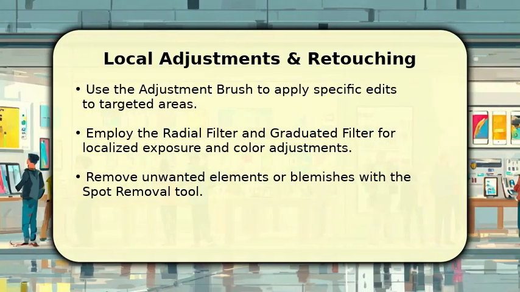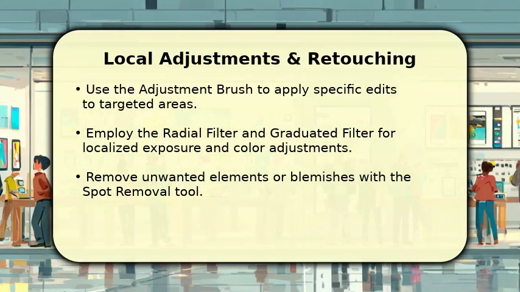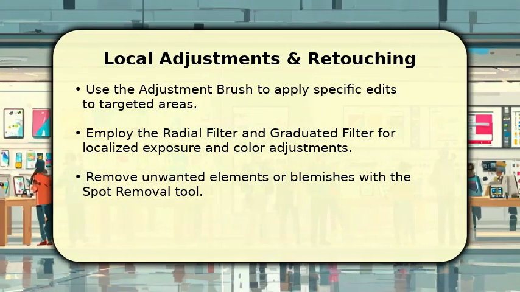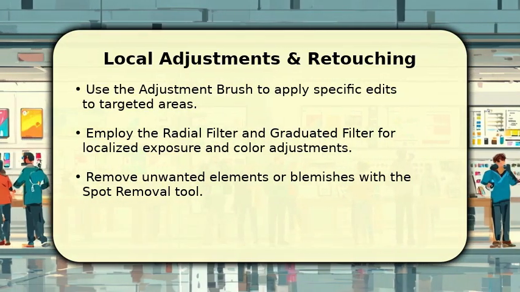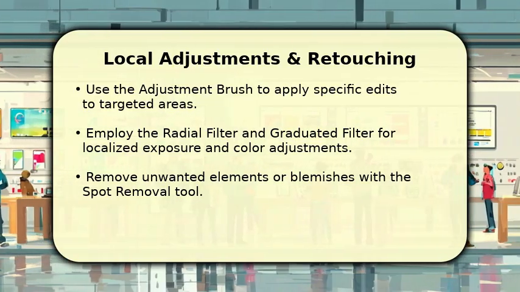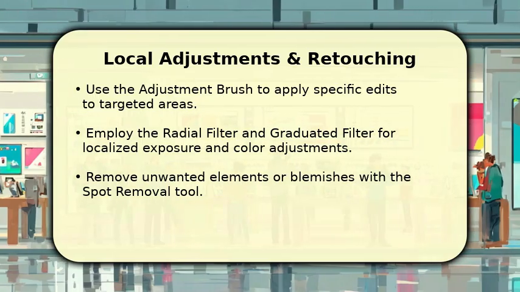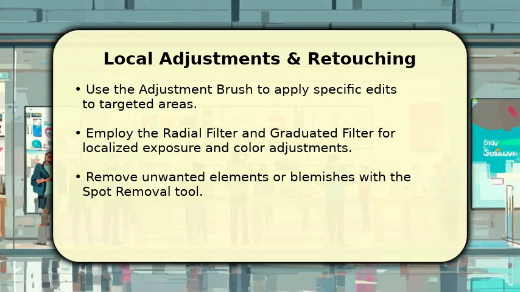Now, let's focus on local adjustments and retouching. The adjustment brush allows you to paint in specific edits like exposure or clarity onto precise areas of your photo. For broader directional changes, utilize the graduated filter, perfect for skies, and the radial filter for emphasizing subjects.